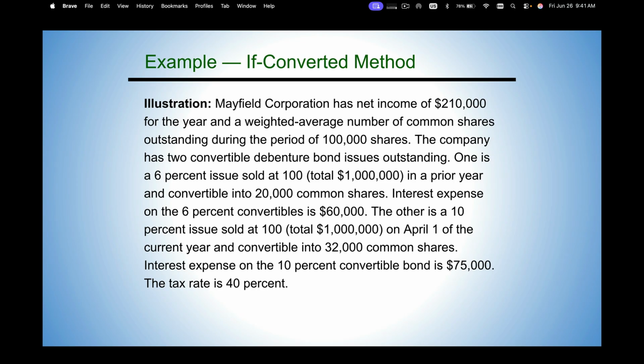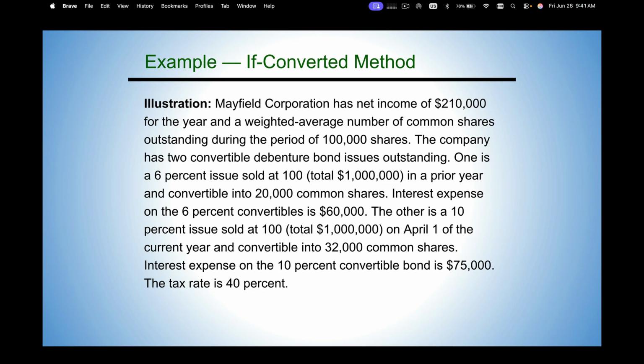Mayfield Corporation has net income of $210,000 for the year and a weighted average number of common shares outstanding during the year of 100,000 shares. The company has two convertible debenture bond issues outstanding. One is a 6% issue that sold at 100. That means with a face value of a million in a prior year and convertible into 20,000 common shares.